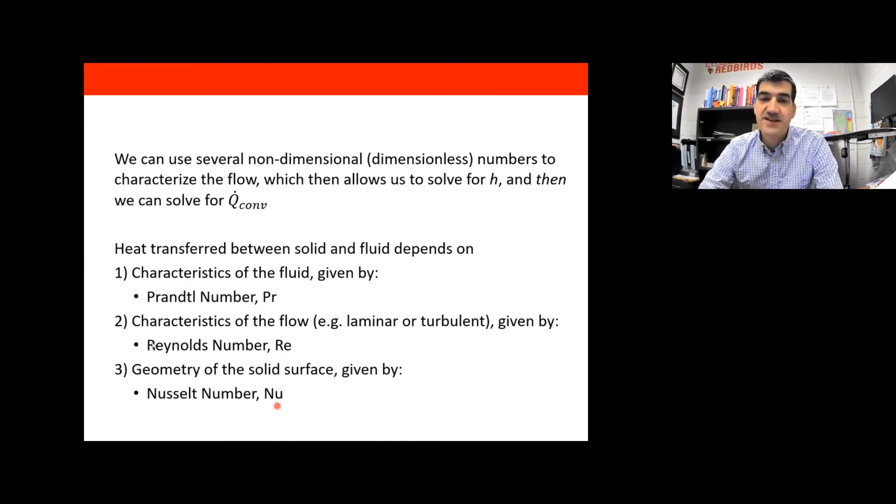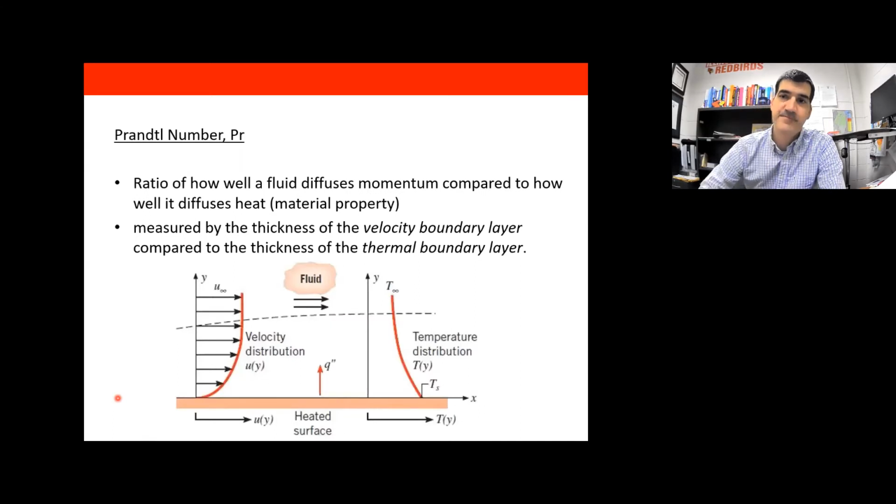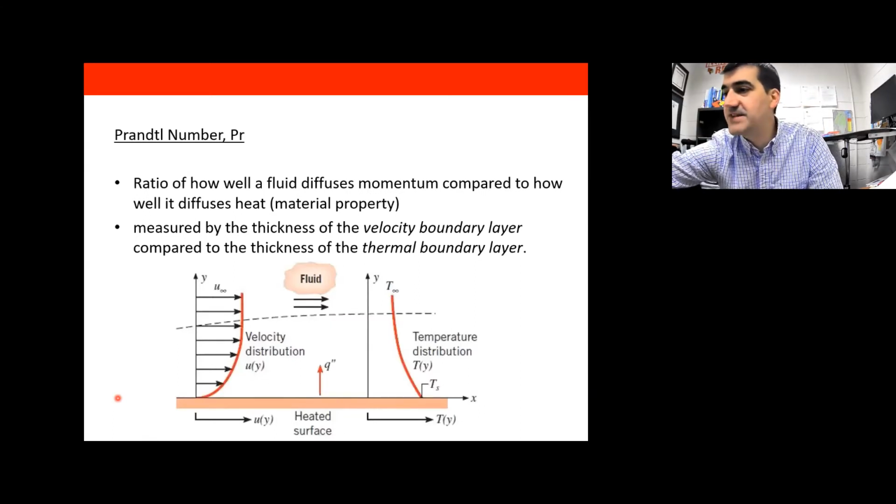Generally, we do this in this order. We figure out what the Prandtl number is, and then we use that along with some equations to find the Reynolds number. Then we use the Reynolds number along with some equations to find the Nusselt number. And the Nusselt number is what we're going to use to find h, the convection heat transfer coefficient. All right, so we're going to talk about each one of these in turn: the Prandtl number, the Reynolds number, and the Nusselt number.